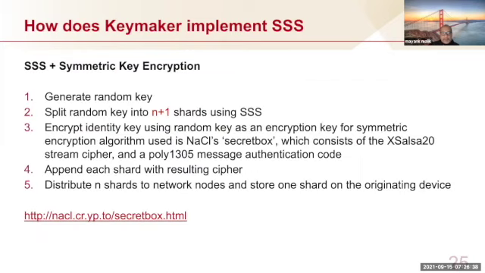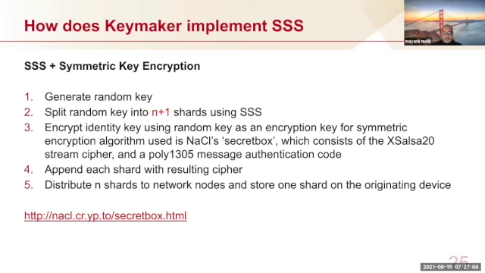So here are the steps for the actual implementation. We generate a random key. We split the random key into n+1 shards using Shamir secret sharing. Why n+1 shards? Because we want to distribute n shards to the network, and we want to keep 1 shard for the device itself. This is the shard that the device presents to n-1 shards in the network to build that curve up, and that's how we confirm that the device identity is correct.